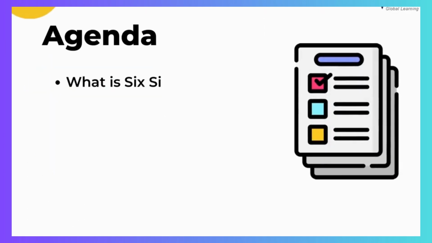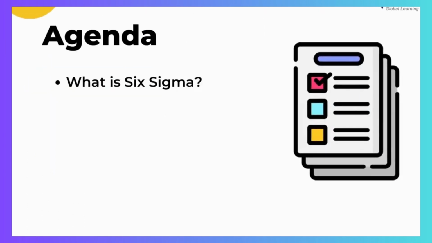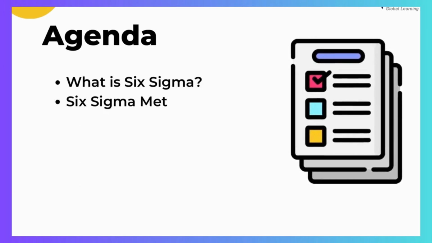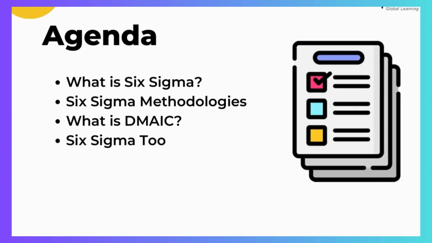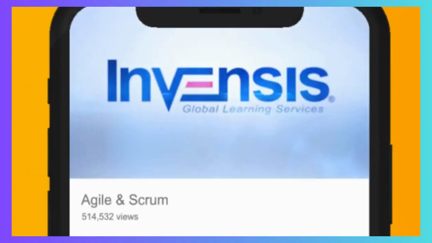Today in this session, we will start with what is Six Sigma. Then we will further understand the methodologies in Six Sigma. After that, we will discuss details of the DMAIC methodology. Post that, we will start with Six Sigma tools, and finally, we will conclude the session with the possible solutions to the problems faced by the e-commerce company. Sounds interesting, right? So without any delay, let's get started.